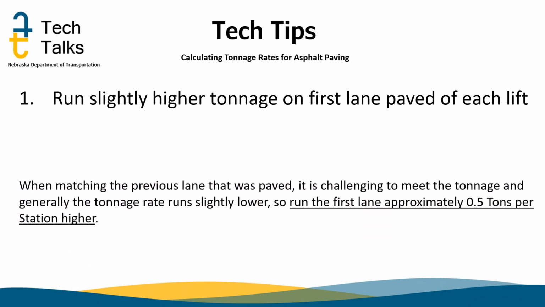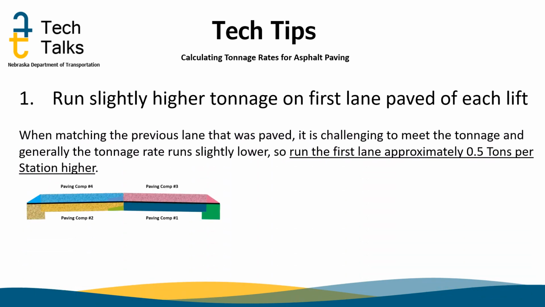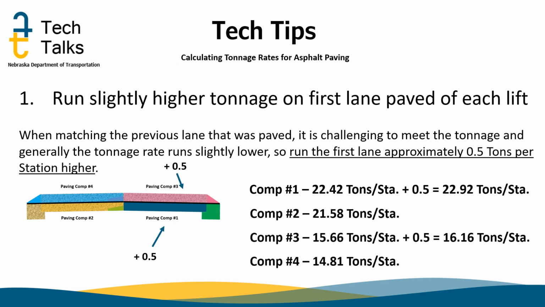Tip number 1. When running the first lane of paving, you should bump your tonnage rate up slightly, approximately 0.5 tons per station, because when matching the other lane, it tends to run lower. So you would want to increase Comp 1 and Comp 3 by about 0.5 tons per station.